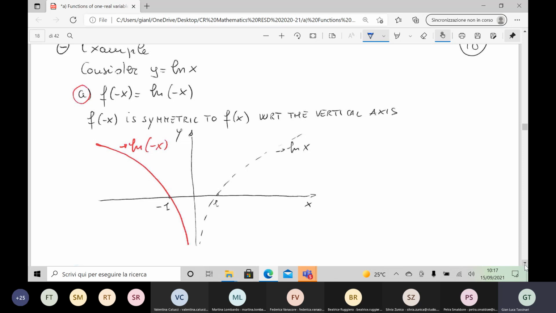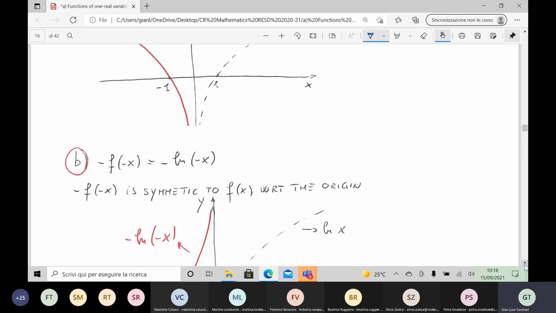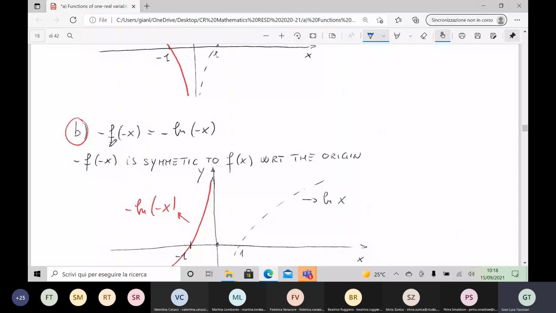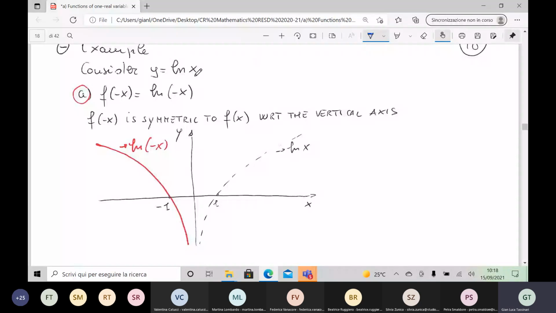Okay, now go on. I asked to plot the graph of minus f of minus x. Guys, ln of x is this one. f of minus x is ln of minus x, and minus f of minus x is minus this one.